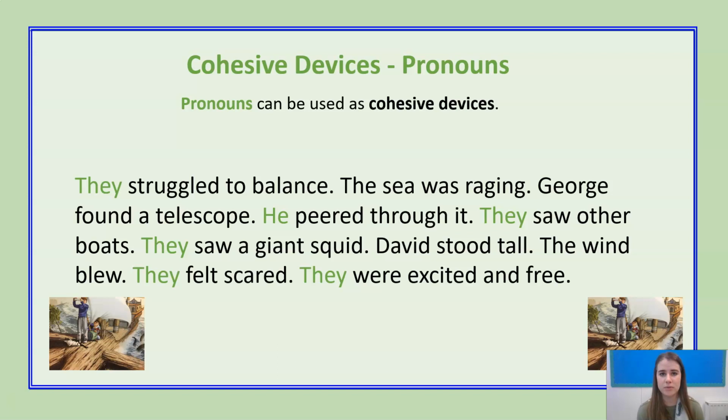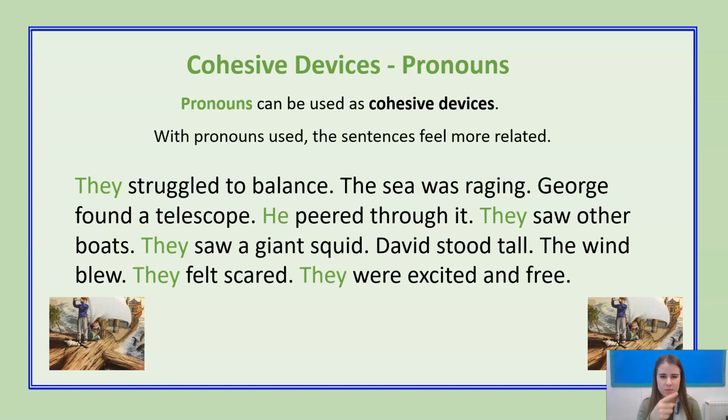Now I'm talking about both of them, but I know their names already, so I can stick with they. They saw each of the boats. They saw a giant squid. And then David did something, so I need to address David. David stood tall. The wind blew. They felt scared. They were excited and free. So you can see how I've eliminated the repetitiveness of both of their names by using an appropriate pronoun so that I know who it is that I'm talking about. Well done if you did a better job than I did.